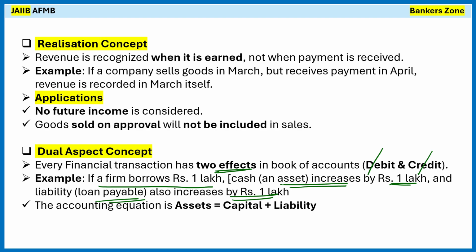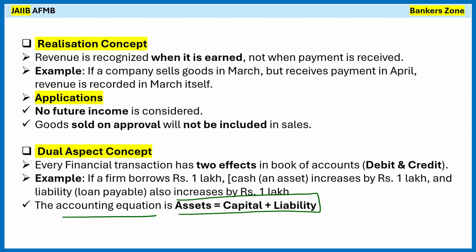So the dual aspect concept simply says that for every debit there must be a credit. If your assets increase, in the same way your liability should also increase. That is why there must be a debit and credit. The accounting equation says that assets are equal to capital plus liability, which we have already done. So what is the dual aspect concept? If there is a credit, there must be a debit.